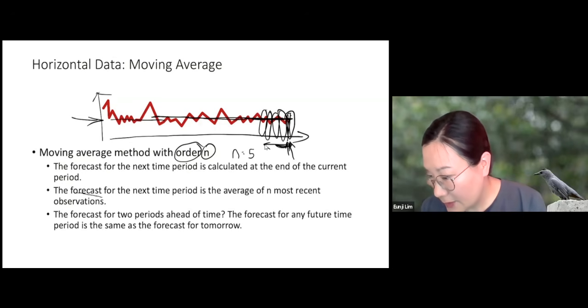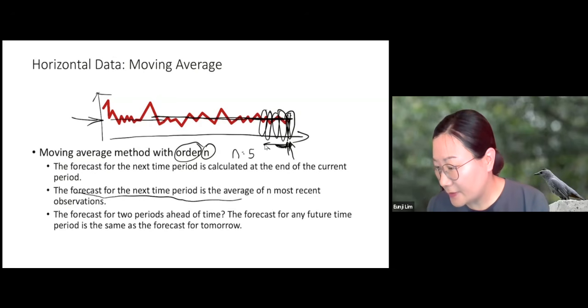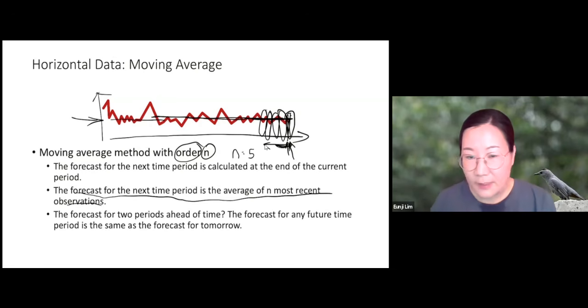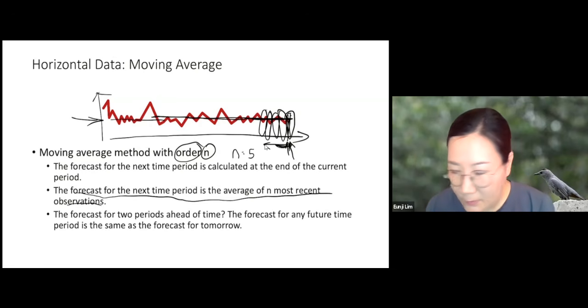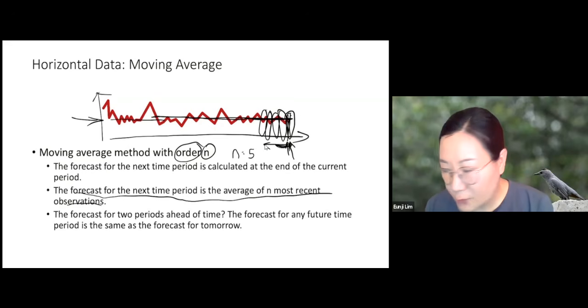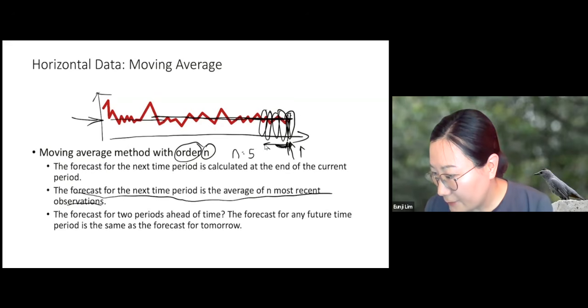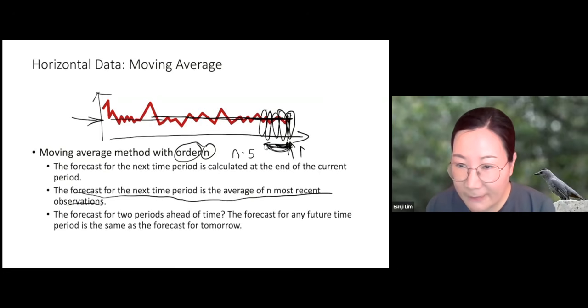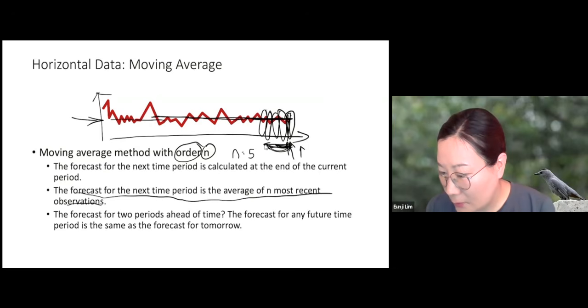So you can see that the forecast for the next time period is the average of the n most recent observations. Now you can ask the following question. The forecast for tomorrow was the average of the n most recent observations. Then what's our forecast for the day after tomorrow? What's the forecast for 2 periods ahead of time?